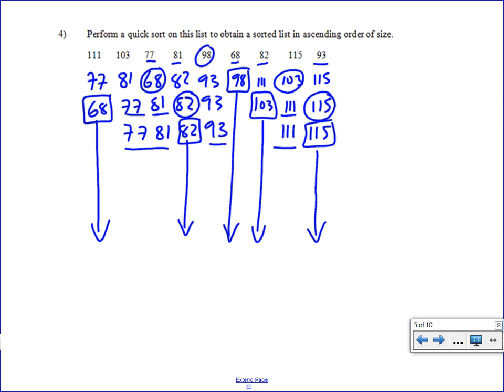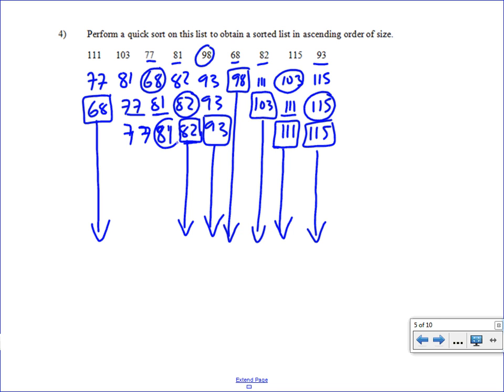a length of 1. And if you remember, when you've got a length of, oops, I've rubbed out too much. When you've got a length of 1, you can fix it immediately. So this sublist is length 1, so it's fixed. This sublist is length 1, so it's fixed. This sublist is still length 2, so we need to get a pivot and do the usual stuff.